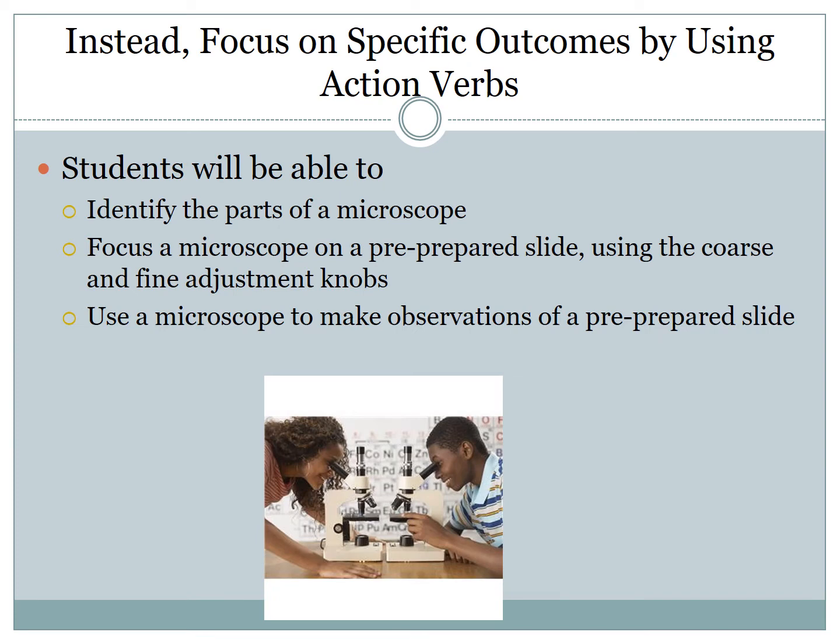So instead, focus on specific outcomes by using action verbs. So this is a much clearer learning objective or set of learning objectives. Students will be able to identify the parts of a microscope, focus a microscope on a pre-prepared slide using the coarse and fine adjustment knobs, and use a microscope to make observations of a pre-prepared slide. Do you see how you could much easier assess each step there than just a general statement like use the microscope?